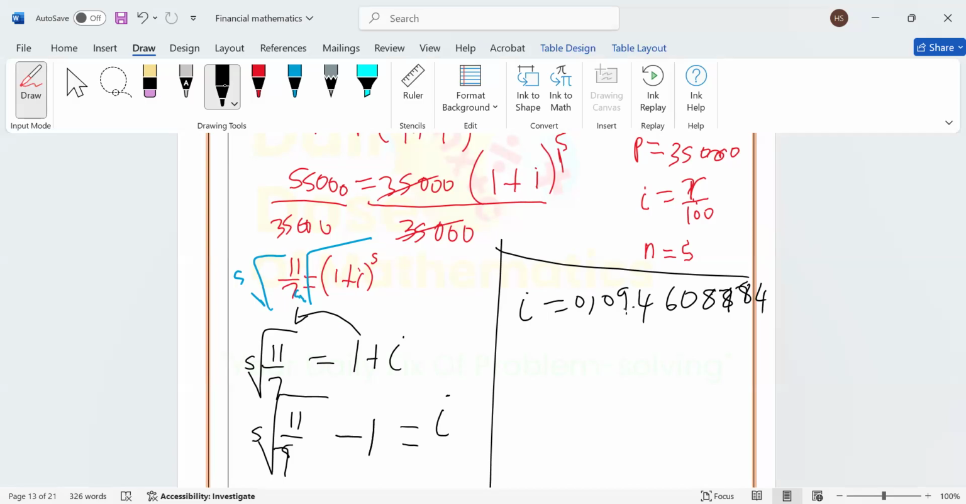Okay, then we are not looking for i, but we are looking for R. So we're going to multiply the decimal by 100 over R, which gives us 9.46%.